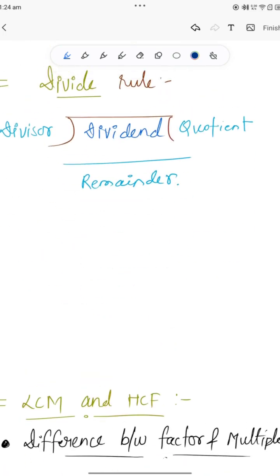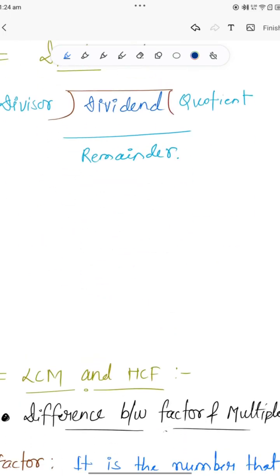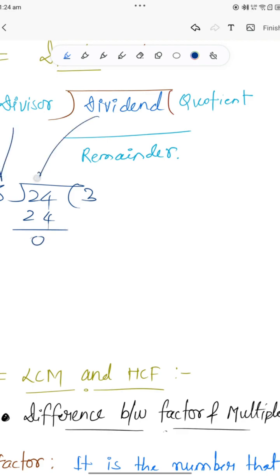Next comes the division rule. What is the division rule? There is a divisor. Suppose I take here 24, 8, 3 are 24 and 0. So this is called the divisor, this is called the dividend, this is the quotient and this is the remainder. So how can we write it? 8 into 3 plus 0.